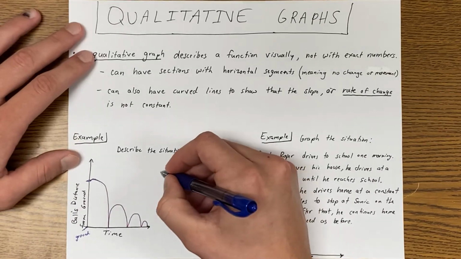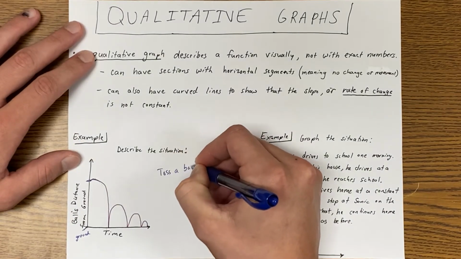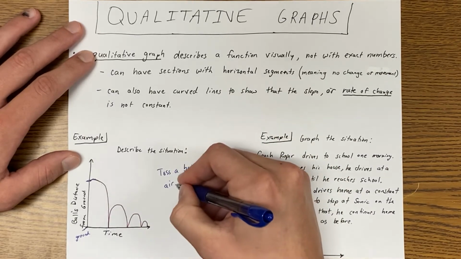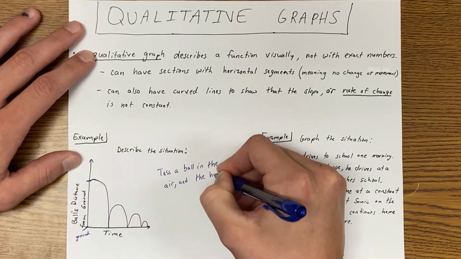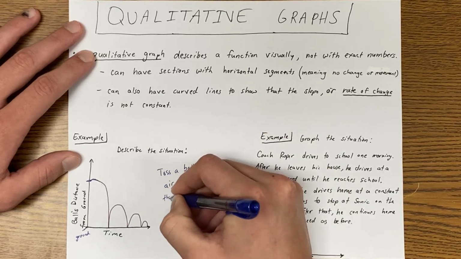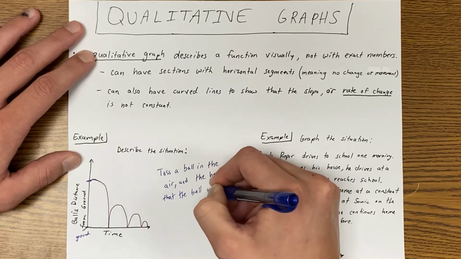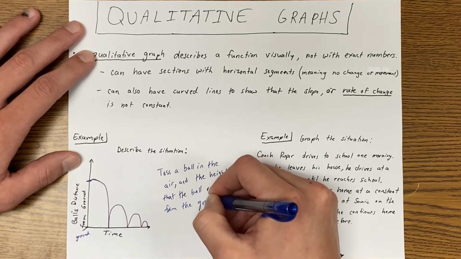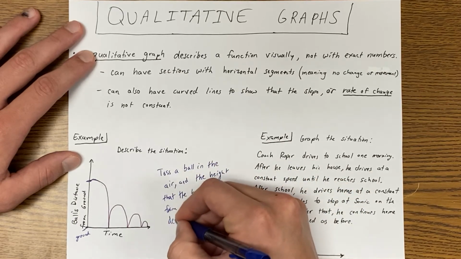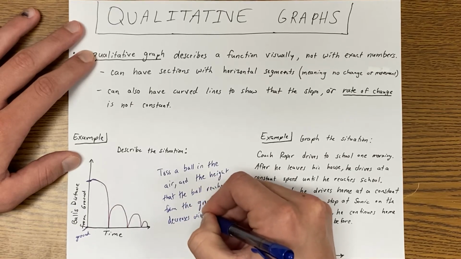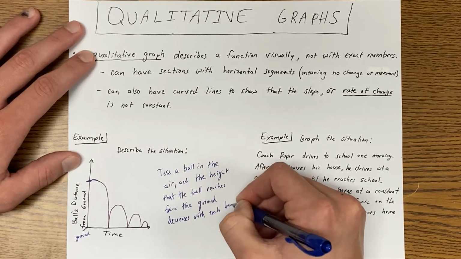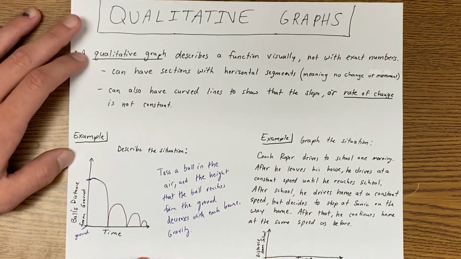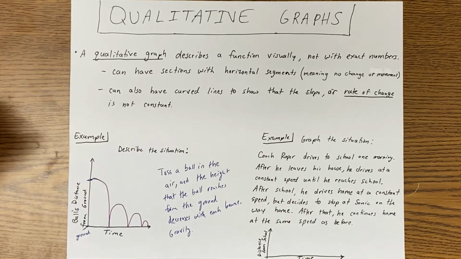So how can we describe this? We could say that we toss a ball in the air, and the height that the ball reaches from the ground decreases with each bounce. And we know that's true because of gravity. Okay? So that's one example we could see. They give us a graph and we have to describe what's going on.